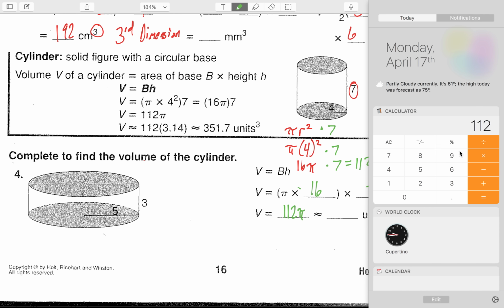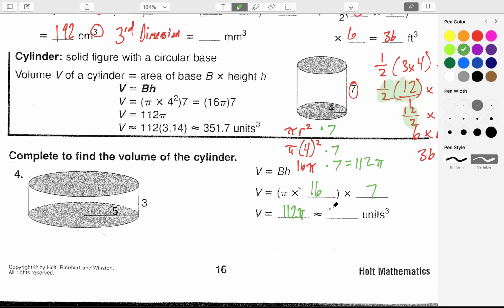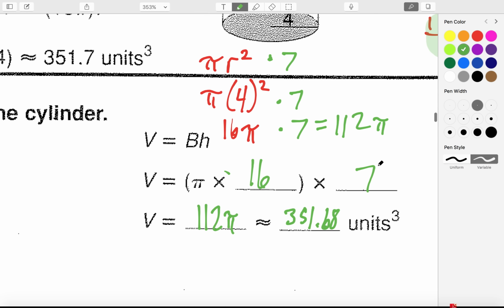Now they want an actual answer for this, so we're going to do 112 times 3.14. This is equal to 351.68. So it's about, this is the squiggly, so it's about 351.68 units cubed.